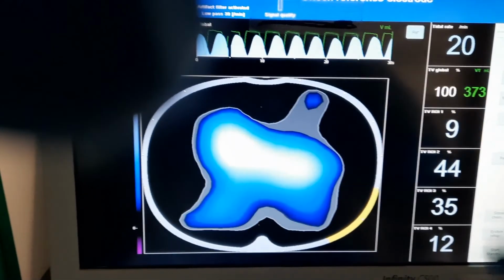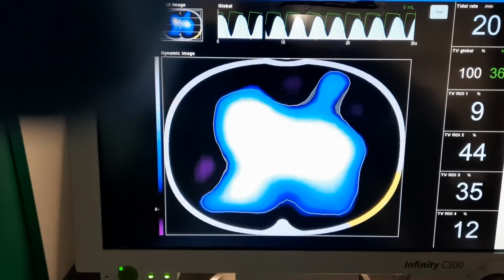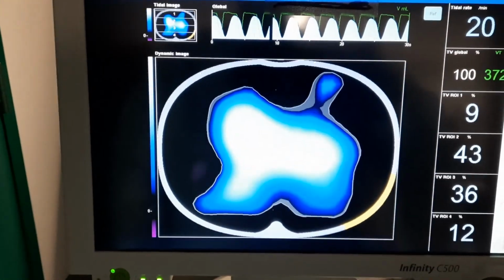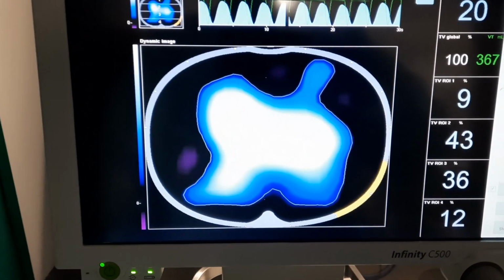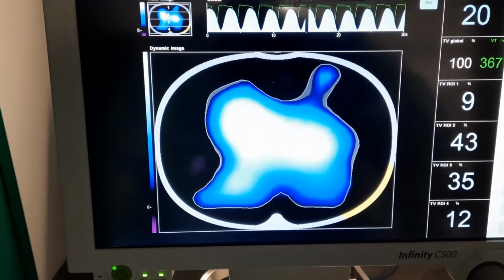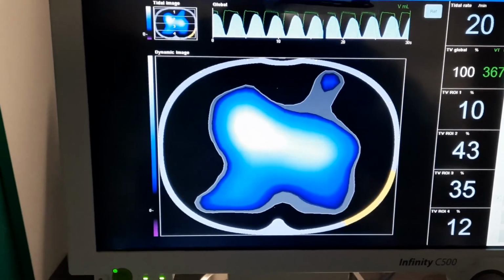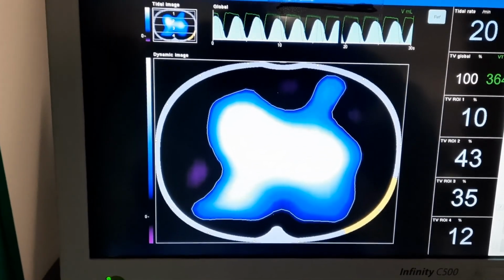I'm going to take the freeze frame. So this is the dynamic image. So the prone position really did its job. The FiO2 was on 100 yesterday, so now we're down to 75. So it lowered it by 25%.